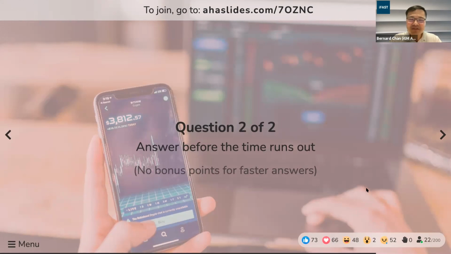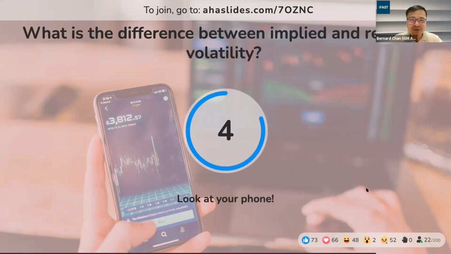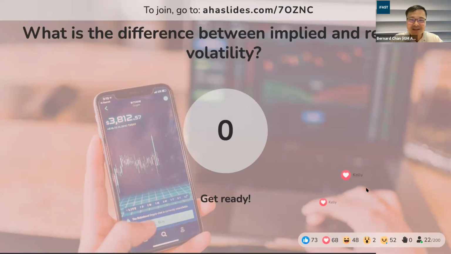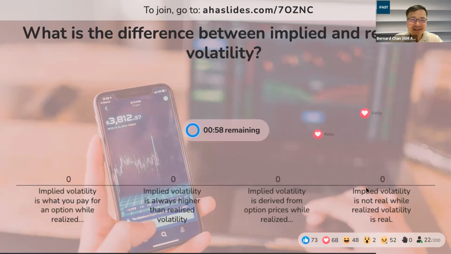Again, we have 60 seconds for everyone to key in your answers. And again, we want to let you know it's not about the fastest finger, it's really just getting it right. What is the difference between implied and realized volatility? So we have 4 answers available. Choose the right one and click on it on your phone.